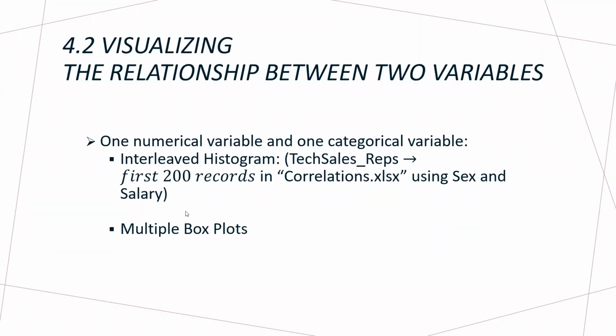So in order to create multiple box plots using a categorical variable, we want to do a numerical variable and a categorical variable that has more than two categories. And I was telling you that you don't really want to do that in an interleaved histogram if you have more than 2 or 3 categories. So if you do have more, a common technique is to do multiple side-by-side box plots. So I need to show you how you would do that.